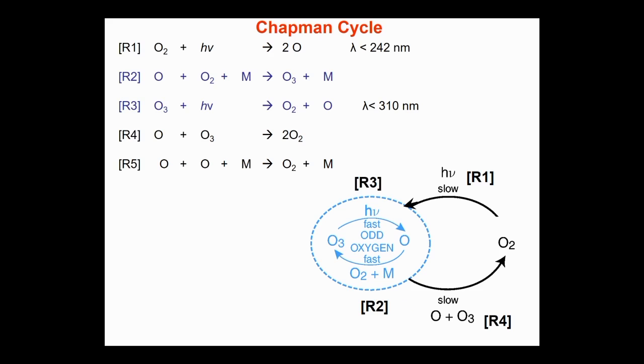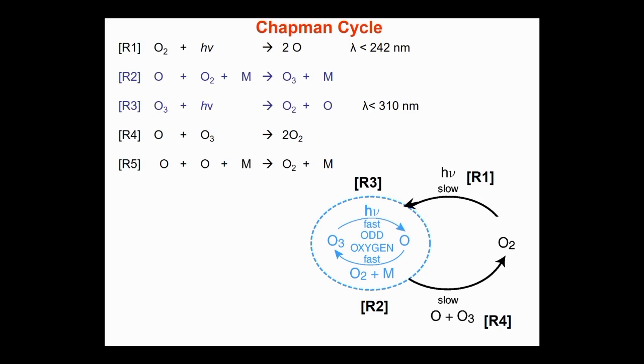We have a greater pressure here. So we're losing our radicals by reactions 4 and 5. So we're going to end up with a peak in ozone, something like that, just below the peak in the temperature. Does that all make sense?